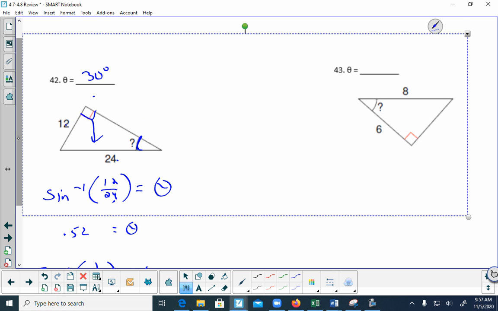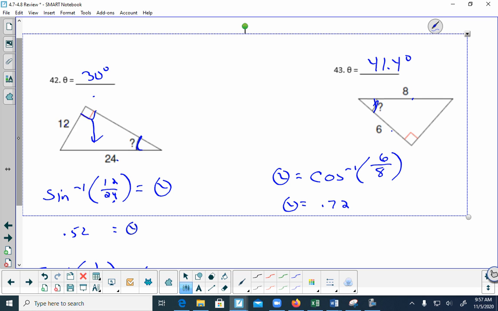The next one, I'm looking from this angle here. I have the hypotenuse and the adjacent, so I'm going to say the angle is equal to the inverse cosine of the adjacent over the hypotenuse. And when I do that on my calculator, I get theta is equal to 0.72, which will be 41.4 degrees.